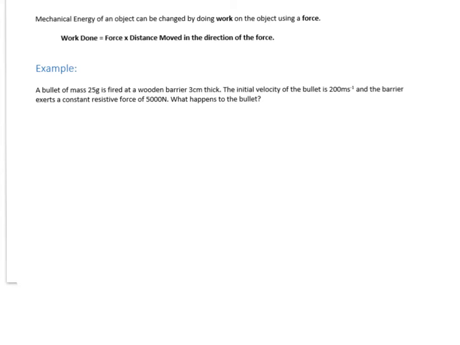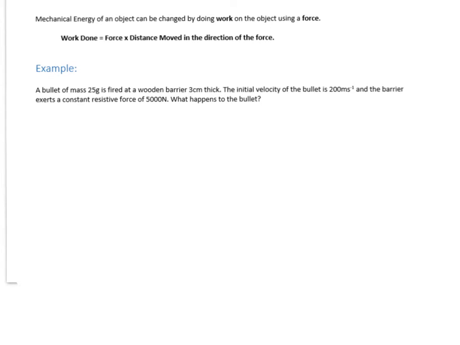So let's have a look at an example question. We've got a 25 gram bullet and it's fired at a 3 centimeter thick wooden barrier. It's starting off at 200 meters per second and the resistive force from the barrier is 5,000 newtons.